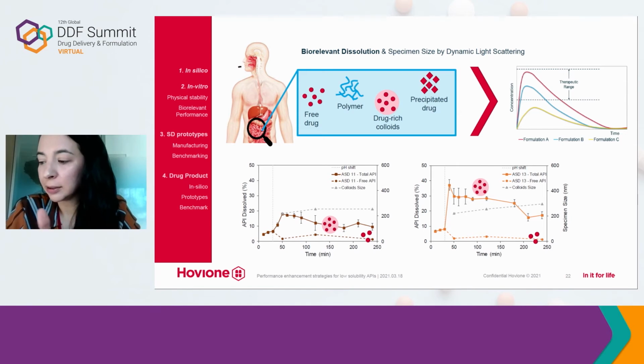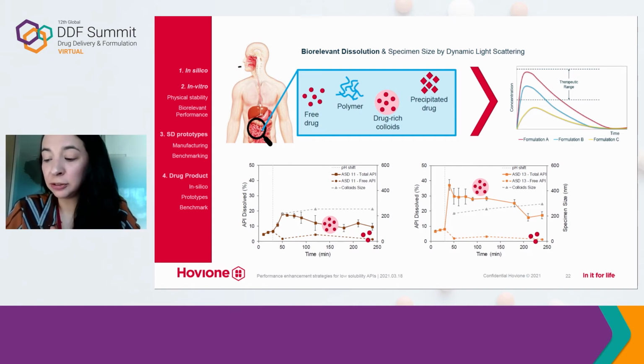Knowing LLPS will indicate to us if drug-rich colloids can be formed, and the importance of their formation relies on their ability to act as a reservoir structure that, upon free drug absorption in the GI tract, will actively pump out new free drug to the media that will be able to be absorbed as well. And this is an important mechanism for enhanced performance and enhanced bioavailability in vivo.